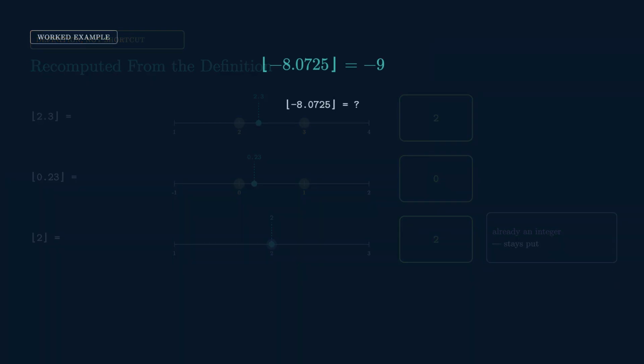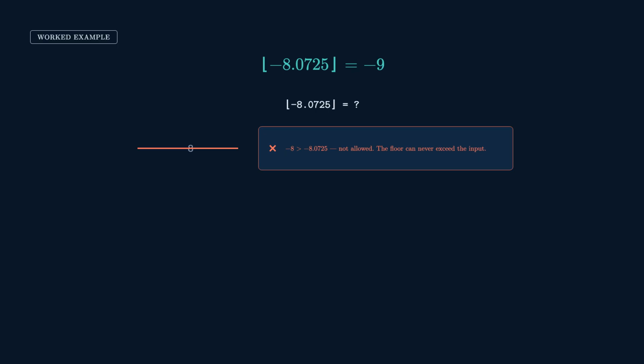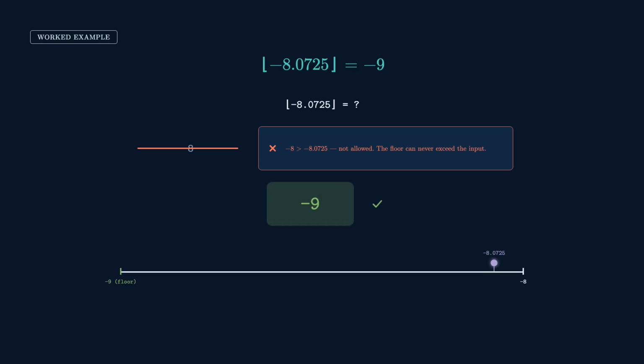Floor of negative 8.0725. Drop the decimal, you get negative 8, and negative 8 is bigger than negative 8.0725. Not allowed. This function can never exceed its input. So it steps down. Negative 9. That's the whole video in one example, honestly. Down the number line, never toward 0.